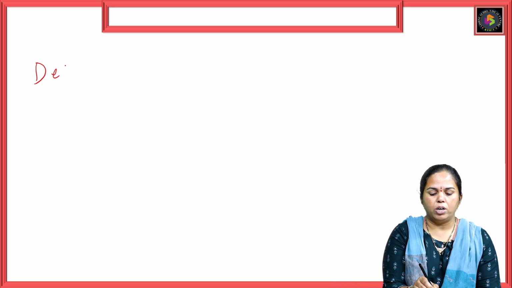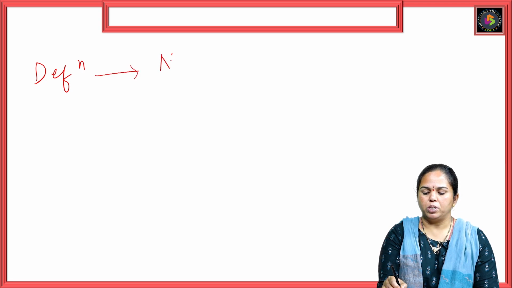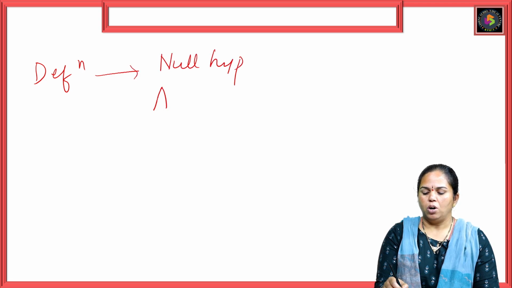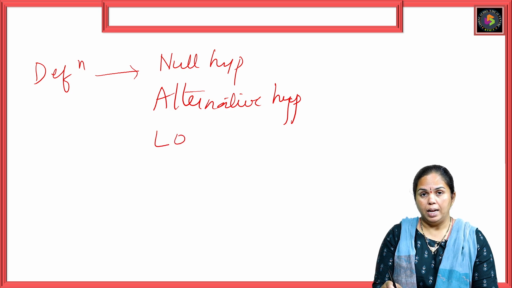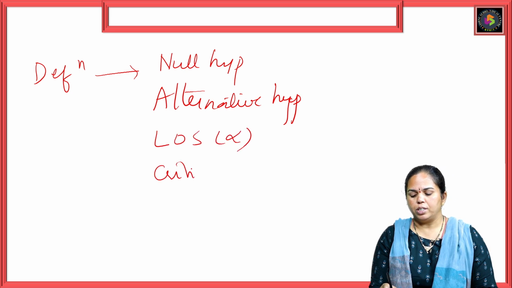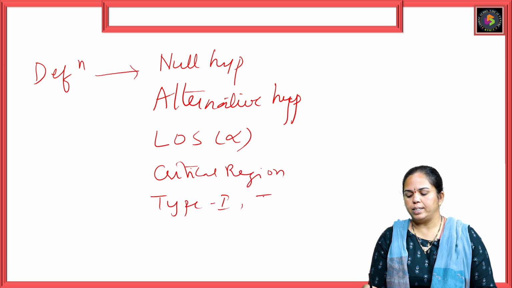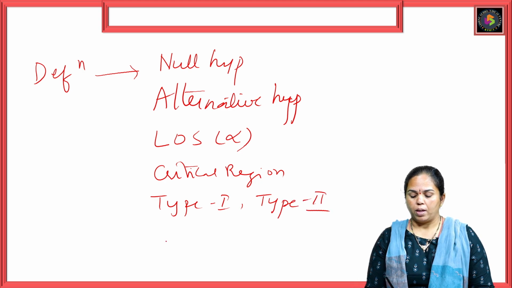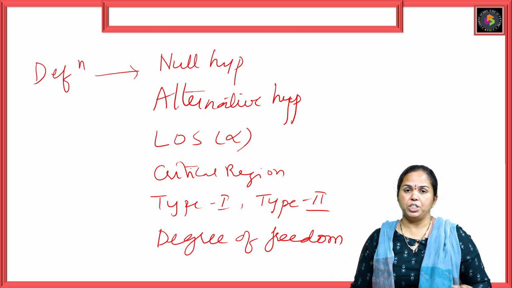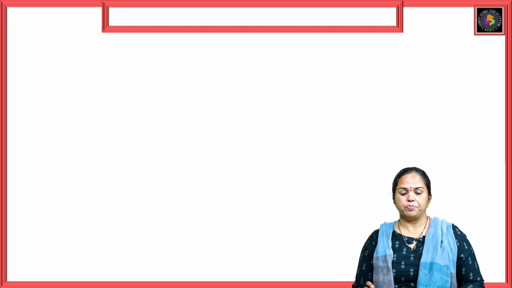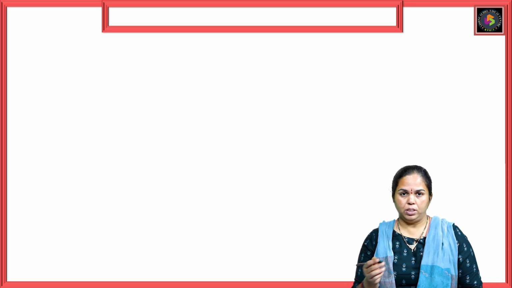These definitions are important for your 1 mark questions: null hypothesis, alternative hypothesis, level of significance alpha, critical region, type 1 and type 2 errors, and degrees of freedom. Null hypothesis is denoted with H0.